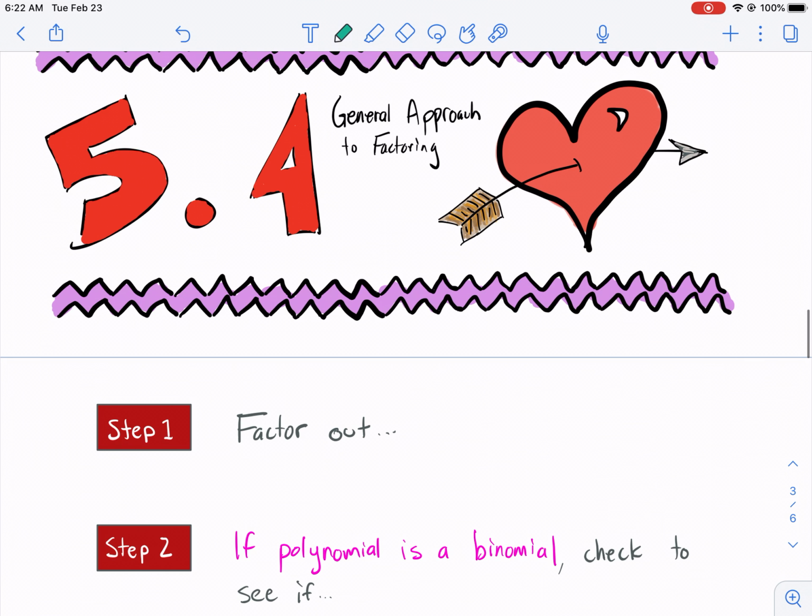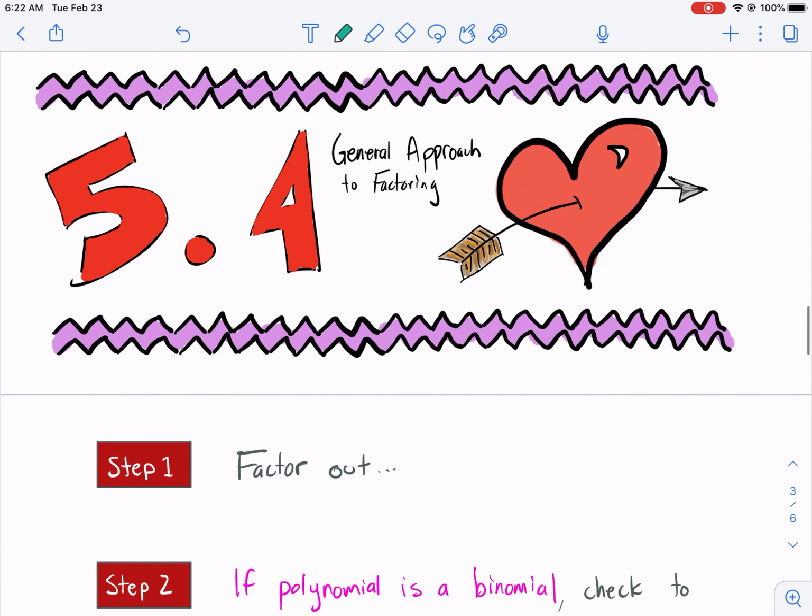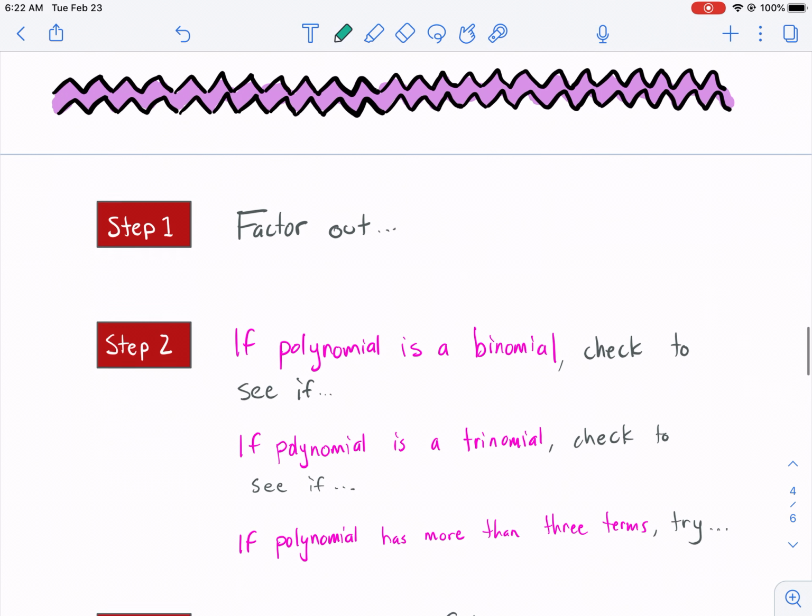Now, we're a little late with the Valentine's Day theme, but I guess you can call February the month of love, so let's go ahead and get started.